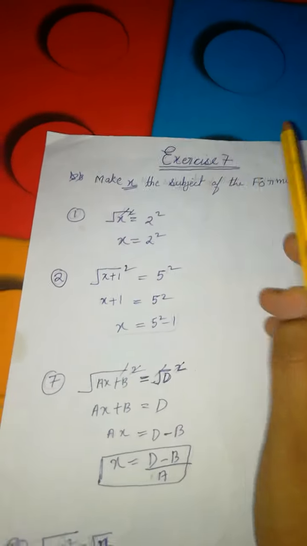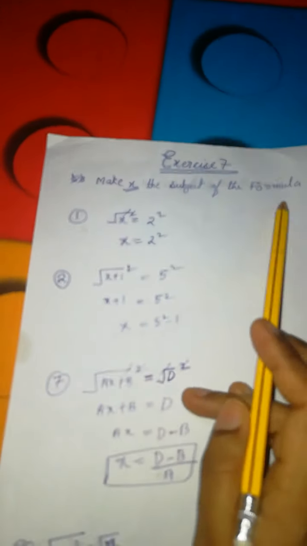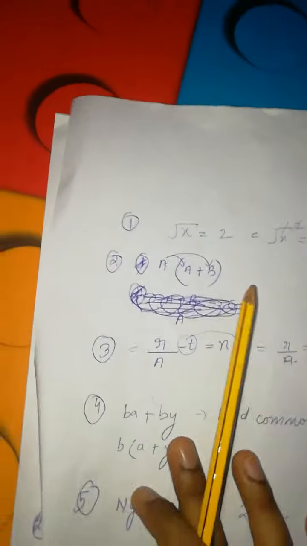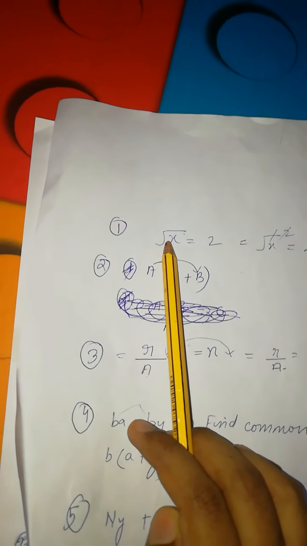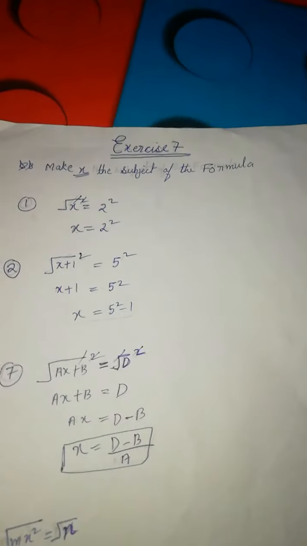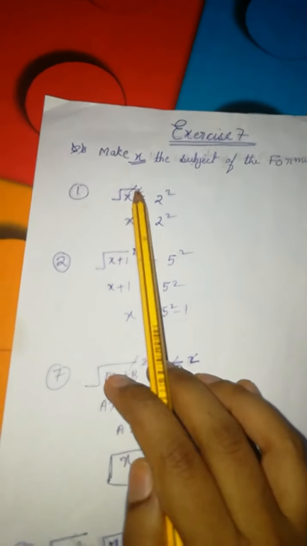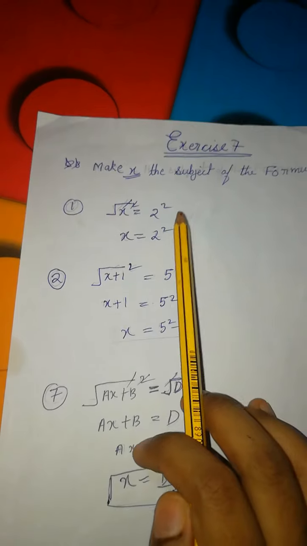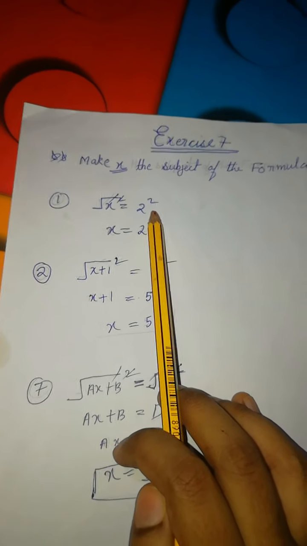Now this is algebra 2 exercise 7. Okay, now make x the subject of the formula. As I told you before, to remove a square root you have to put a square here. Same for this: to remove the square root you have to put a square to this number. If you are putting a square to this number, you have to put a square to the other number.